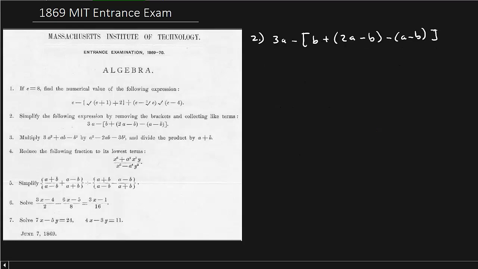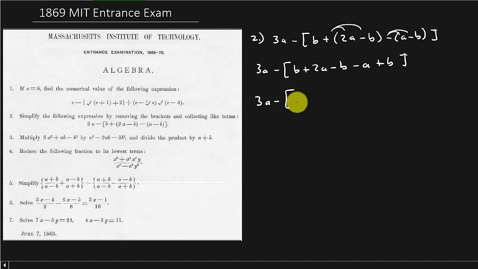All right, second question. And by the way, before you finish watching the video, why don't you pause it and see if you can work all these problems and see how it goes. All right, so we're going to work inside these parentheses first. So we're going to get 3a minus, and then we've got b plus 2a minus b. I'm going to just clear those parentheses there and then distribute that minus a plus b.